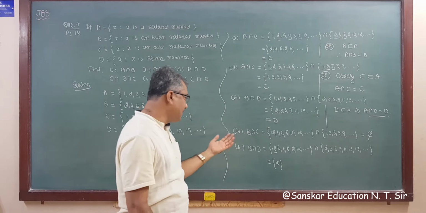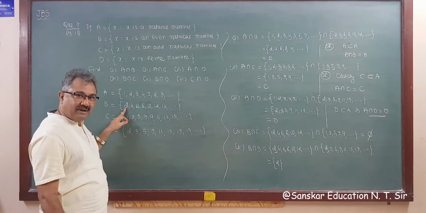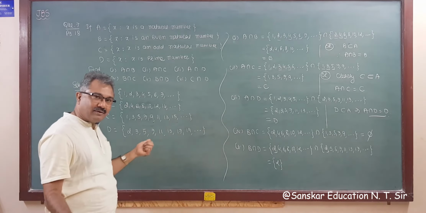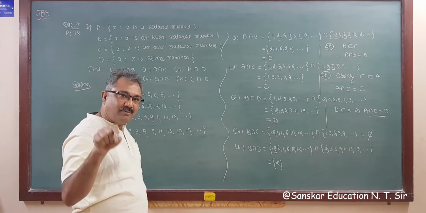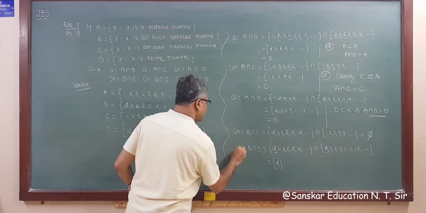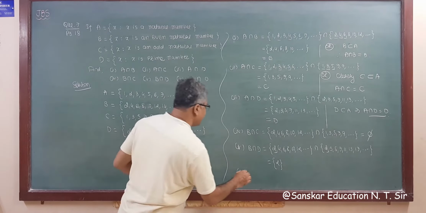So you can write directly also, B is the even natural numbers and D is the prime numbers. So only the number 2 is an even prime number. So the intersection is that. And the sixth one is, we have to find C intersection D.